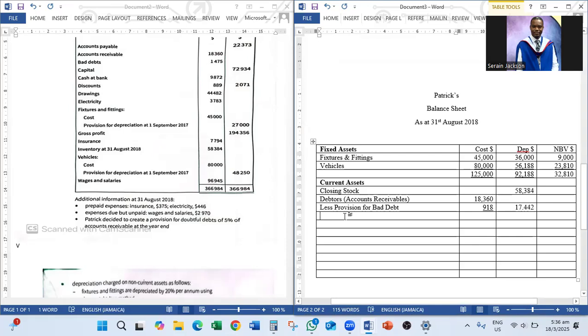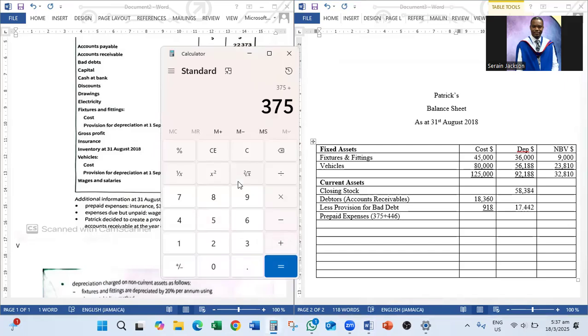Now, if you remember from my last video on adjusting the balance sheet, we have to now adjust. We have to ensure that we have some information here. So what we are going to be putting here is really prepaid expenses. We have two of them. We have insurance, which is $275, plus electricity, which is 446. We add those. The calculator's out. 375 plus 446, 821.